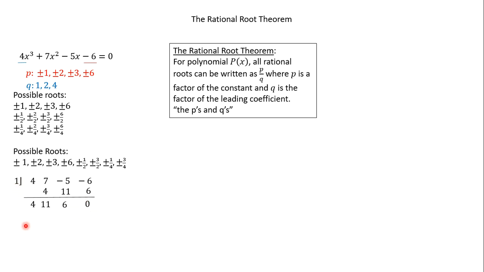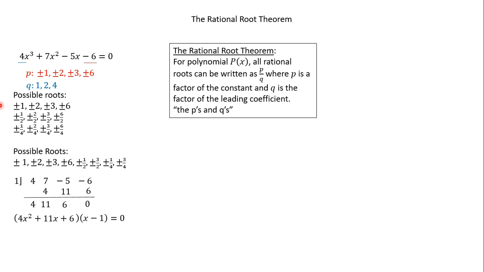And what we're left with is 4x squared, because we always drop 1, plus 11x plus 6. But we don't only have 4x squared plus 11x plus 6. We also have this factor when x equals 1. Well, if x equals 1, that means that x minus 1 equals 0. And so we have factored our polynomial to an extent.